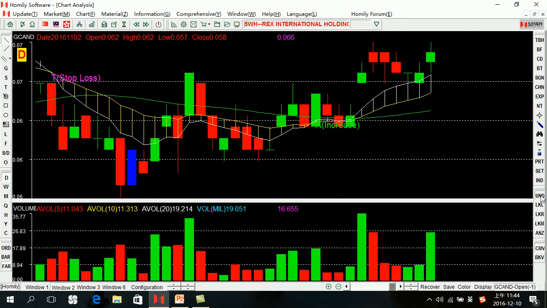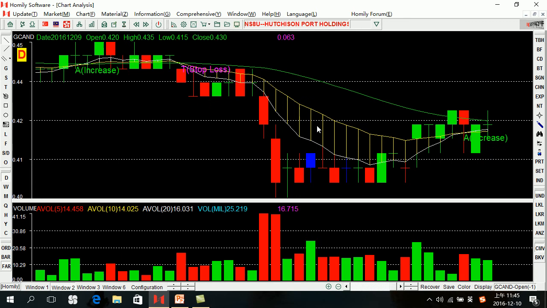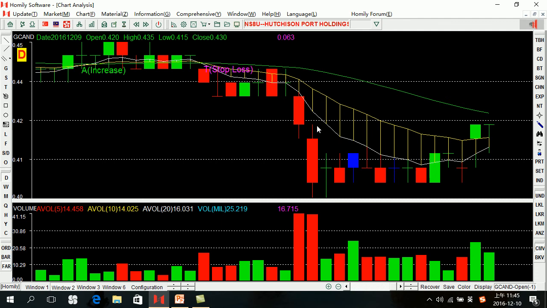So this is the bad point. Maybe you missed a good chance. Here, another bad point. Okay, so this is the bad point. So we see here, blue candlestick appears, right? Wait and see. Next day, here, buy or not?